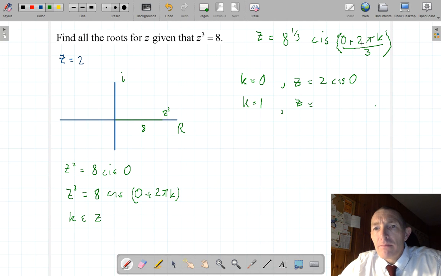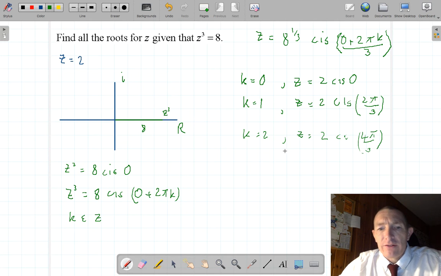So this becomes 2 pi times 1 over 3. So this is going to give me 2, because I cube root that. And then the CIS number, the argument, is 2 pi over 3. And finally, if I make it 2, it's going to give me 4 pi over 3. And there's beautiful symmetry in these numbers, which I'm going to show you about.